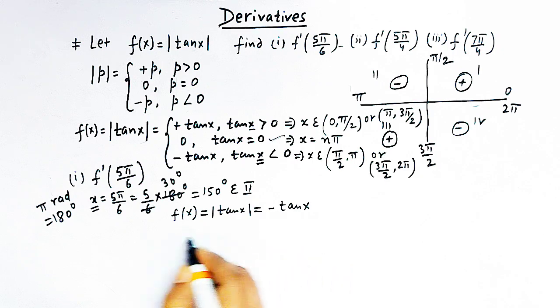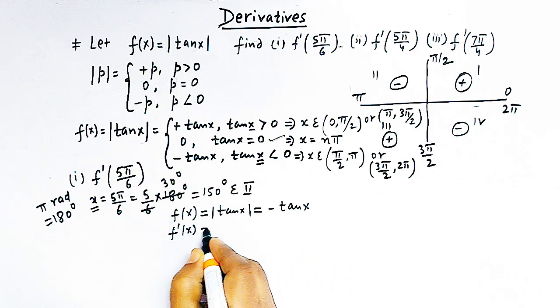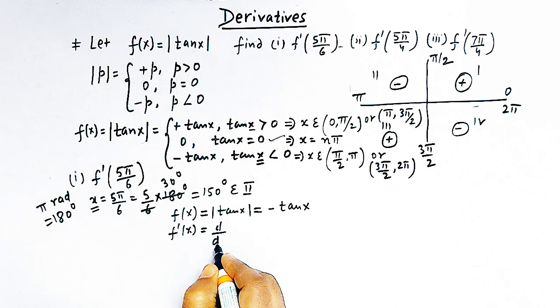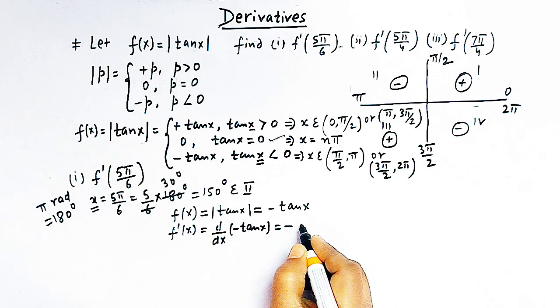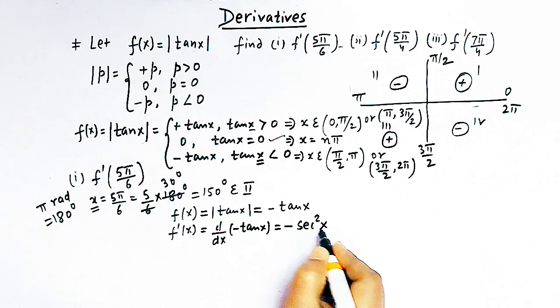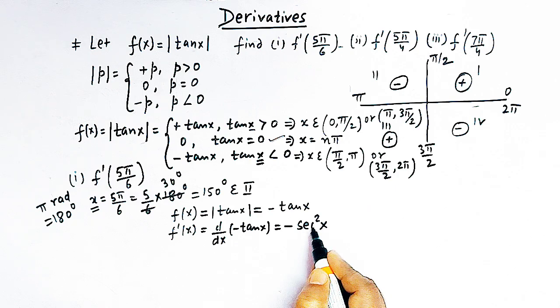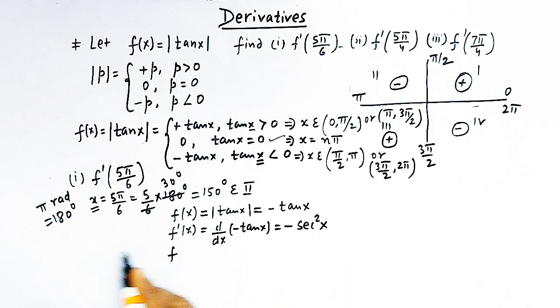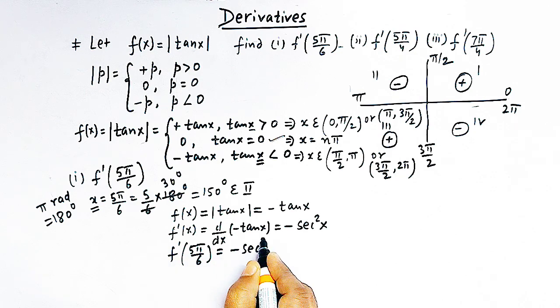So now let us differentiate f of x with respect to x. So f prime of x is equal to d by dx of minus tan x, that is minus secant square x. So the derivative of tan x with respect to x is secant square x. So now taking the value of x equal to 5 pi by 6, we have f prime of 5 pi by 6 is equal to negative secant square 5 pi by 6.